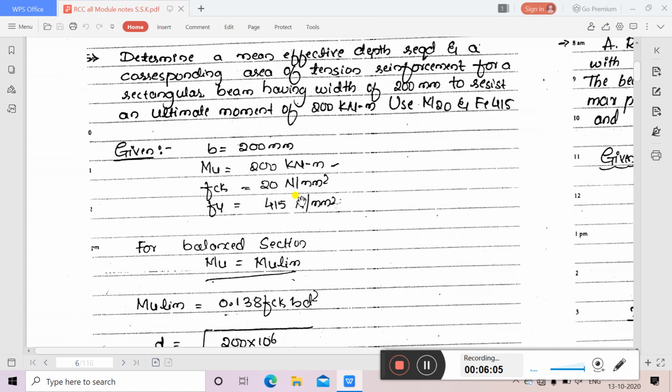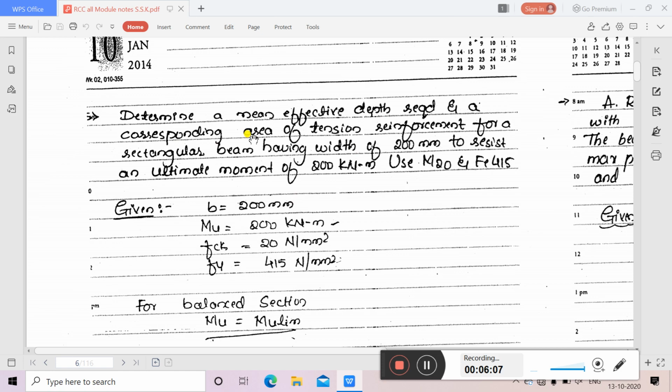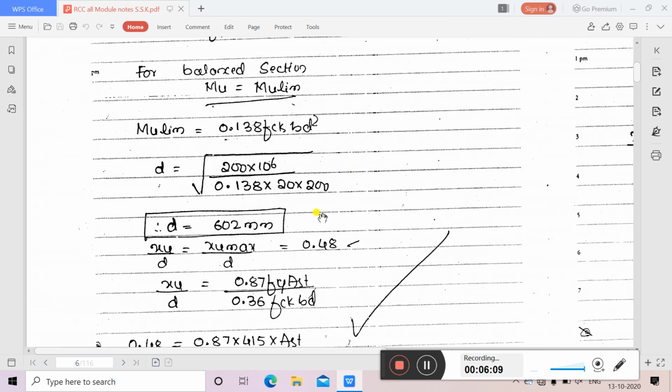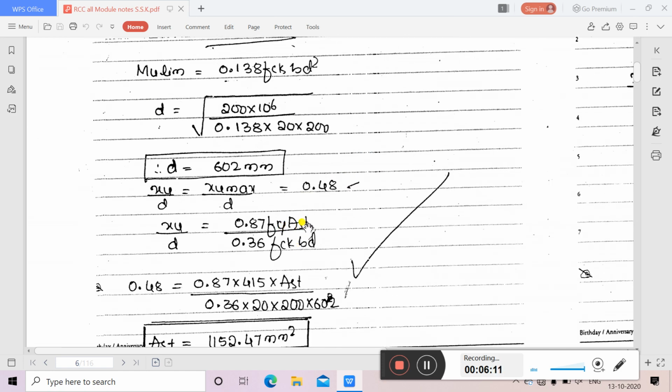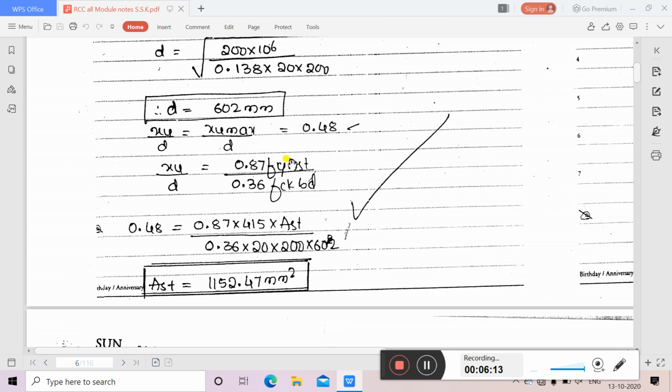Here he has given area of tension reinforcement. AST is nothing but area of steel in tension, where A is area, S is steel, T is tension. Next we will get ASC also, area of steel in compression, which I'll discuss later. Only here you need to find out the value of AST, area of steel in tension. You know this value, xu max by d is equal to 0.48. It is from IS 456 page number 70.